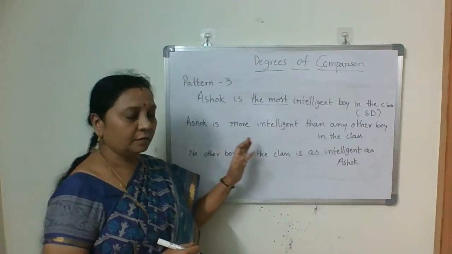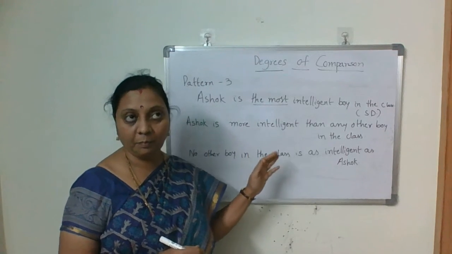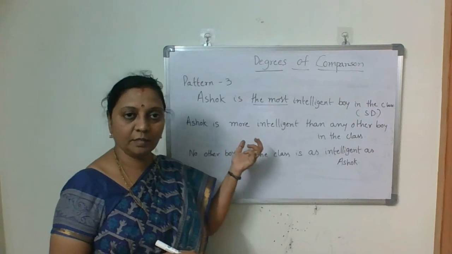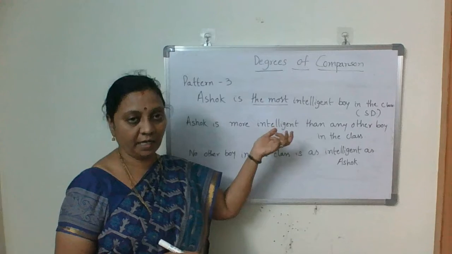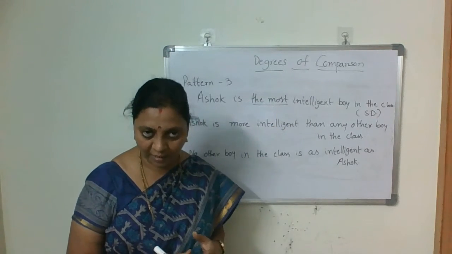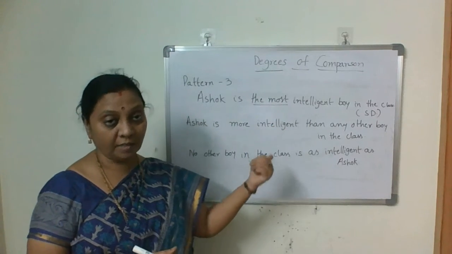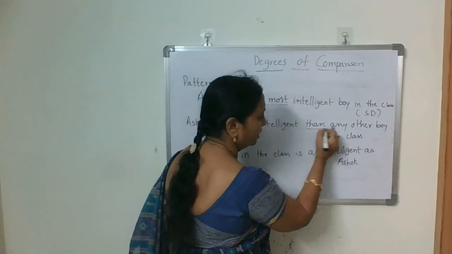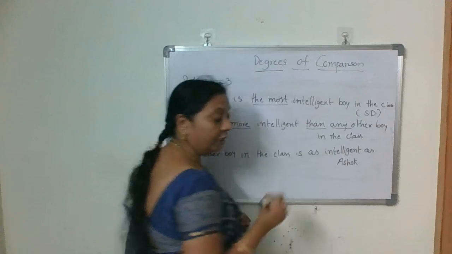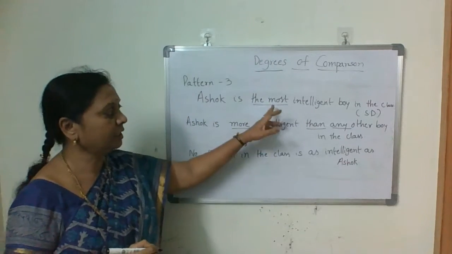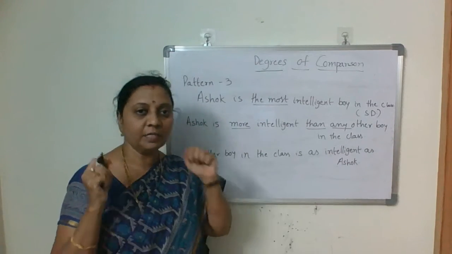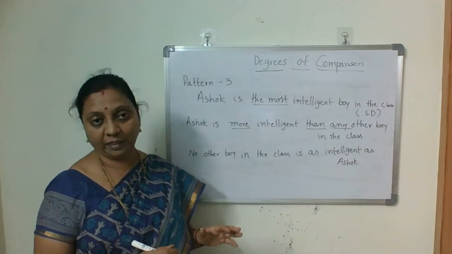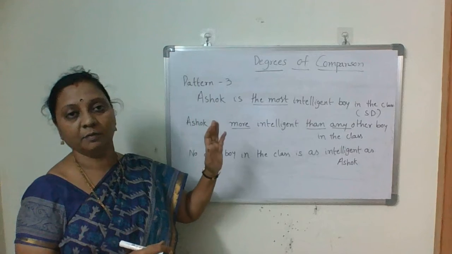When you want to change this into comparative form, then how do you write? Ashok is more intelligent than any other boy in the class. More intelligent than any other boy in the class. Here we have to use "than" compulsorily. "Any" you have to use because he is the most intelligent. He is the only one in the class, the intelligent person. Only one boy in the class. Okay, so he is the only one.